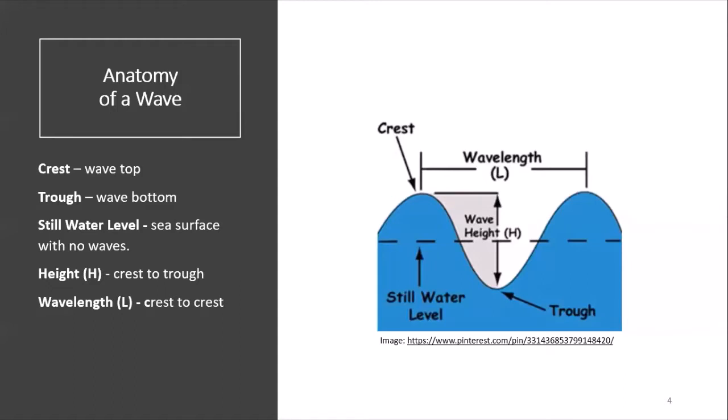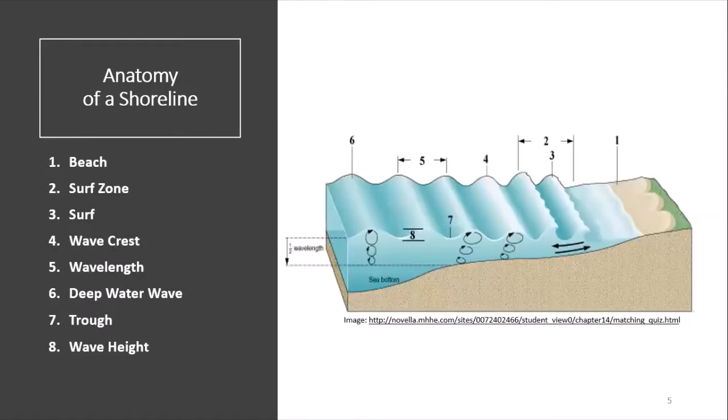The anatomy of a wave. The anatomy of a wave consists of a crest, or the highest point on a wave, trough, the lowest point, the still water level, which is the sea surface when there are no waves, height, measured crest to trough, and wavelength, measured crest to crest. The anatomy of a shoreline consists of some of the following features: 1, beach; 2, surf zone; 3, surf; 4, wave crest; 5, wavelength; 6, deep water wave; 7, trough; 8, wave height.